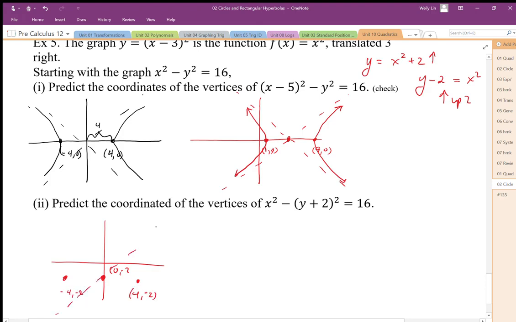Our asymptotes are still going to be plus minus 1. The angle is going to be the same, and then we have our graphs like this. So it's the same graph. Nothing's changed. We haven't flipped it or anything like that. It's the same graph, but now the transformation is down 2.